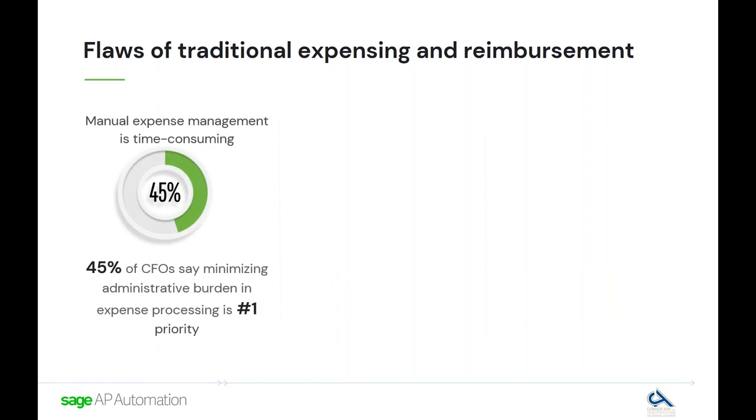So the issue with the traditional way of managing expenses and reimbursing employees is that it's super time consuming, right? Sifting through the stacks of paper receipts to verify the details takes up valuable time each month. Moreover, filing and processing receipts involves too many steps, like printing, scanning, coding, and a lot more. So it's actually why 45% of CFOs are saying that they want to minimize the administrative burden in their expense processing, and that's actually their number one priority.